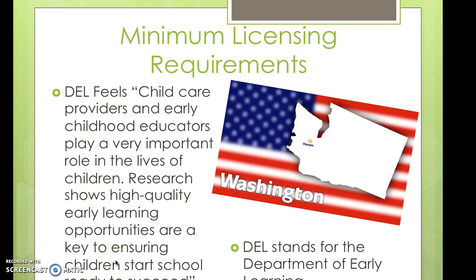So, minimum licensing requirements. DEL, the Department of Early Learning, changes their minimum licensing requirements quite often. You can find an updated version on the del.wa.gov website. I should probably put that on Canvas for you, so I will. We will look into that a little bit this week, and what some of those environment laws, rules, and regulations are, really looking at what they pertain to.